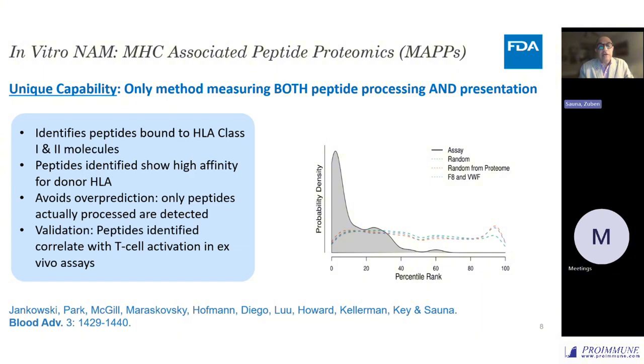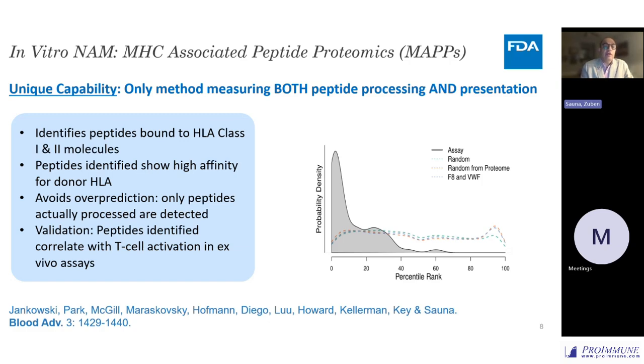Here you can see that, in one example, for one donor, if you look at the in silico assessment of peptide affinity, the peptides bind with very, very high affinity based on this percentile rank. If you take 1 million random peptides, or peptides from a large protein like factor VIII or von Willebrand factor, they are all over the place. They have essentially the same probability density, whereas peptides that are actually bound have very, very high affinities.